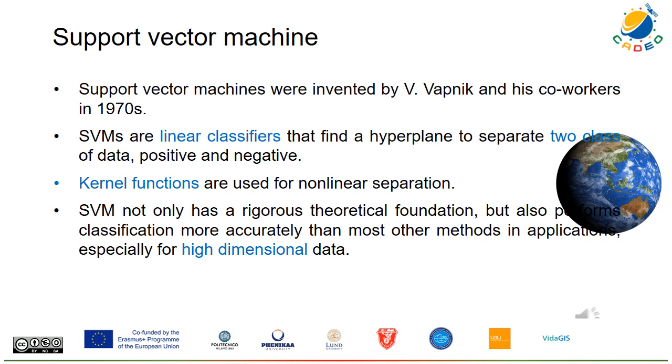So the traditional SVM is a linear classifier, but we know in real-world applications, the classes are usually nonlinearly separable. So here we introduce kernel functions to deal with nonlinear separation. SVM not only has a rigorous theoretical foundation, but also performs classification more accurately than most other methods in applications, especially for high-dimensional data. So this is the advantage of support vector machine.